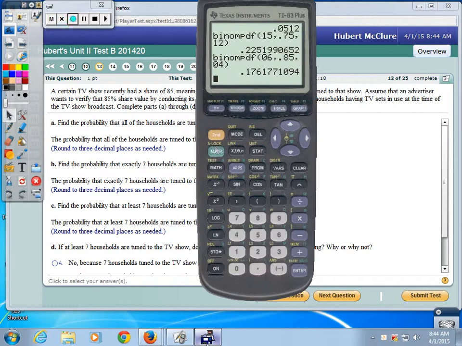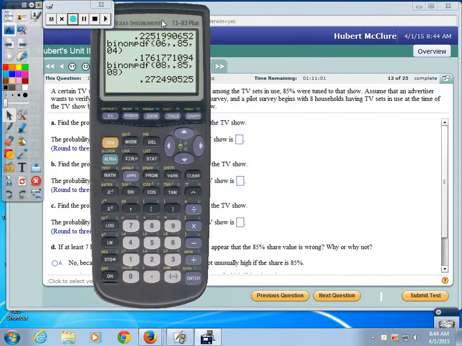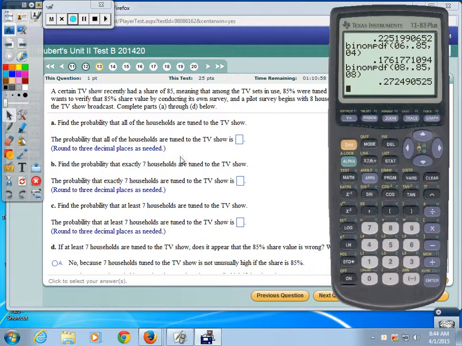So take our handy dandy second function, and change this to 8. And is it 85%? That's nice. And change this to 8. 0.272.